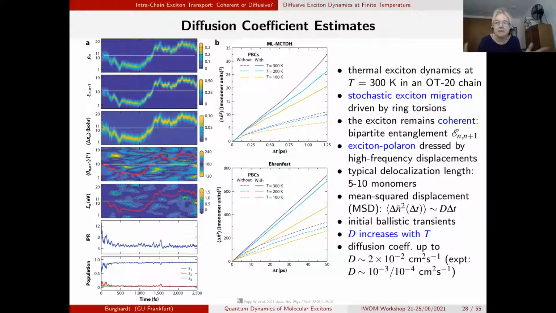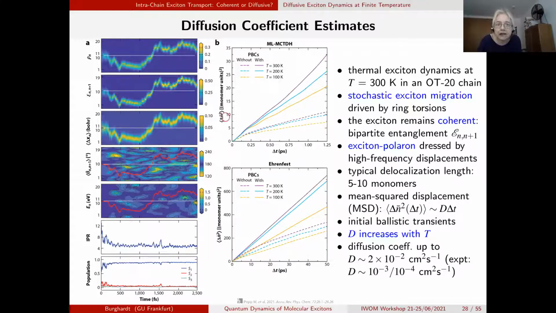That's the idea. So we have many realizations now. We actually compute mean squared displacements, fully quantum, and we get diffusion coefficient estimates. Actually, we do this either without or with periodic boundary conditions. And we see that the MSDs differ very significantly depending on whether or not we have periodic boundaries.